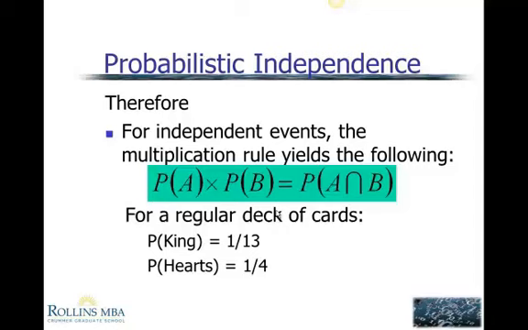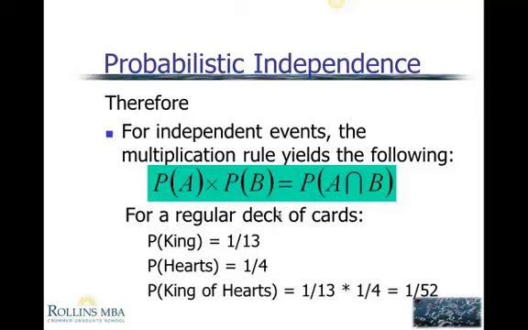We intuitively and practically know the answer, but the king of hearts is the intersection of those two separate and independent events, drawing a king and drawing hearts. So the probability of drawing the king of hearts is 1 out of 13, the probability of drawing a king, multiplied by 1 out of 4. So we get 1 out of 52. This intuitively makes sense, of course, because there's one king of hearts in a deck of cards.